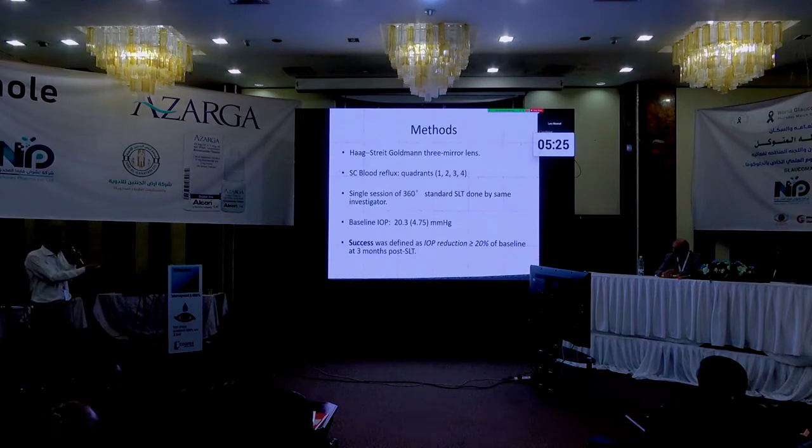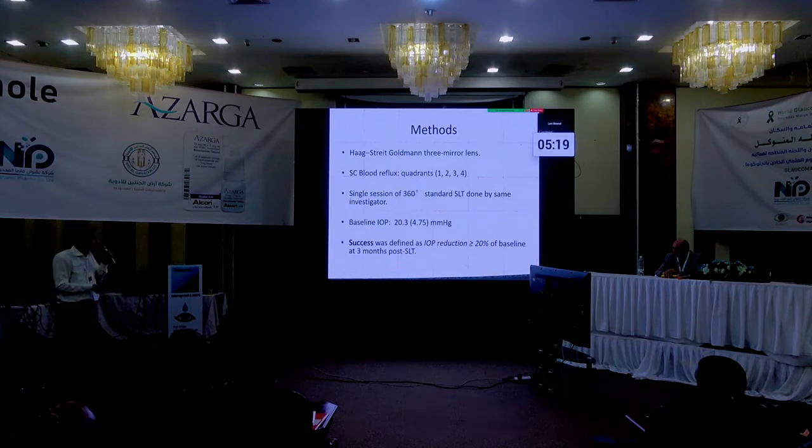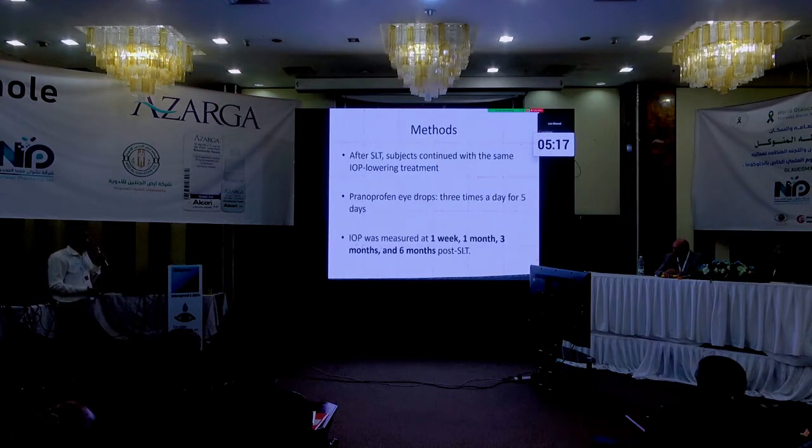Baseline IOP was around 20 millimeters of mercury. Success was defined as an IOP reduction of 20% or more at 3 months after the procedure. The subjects continued with the same lowering treatment to avoid spikes of high intraocular pressure. They were prescribed pranoprofen eye drops for 5 days and asked to return at 1 week, and 1, 3, and 6 months after the procedure.